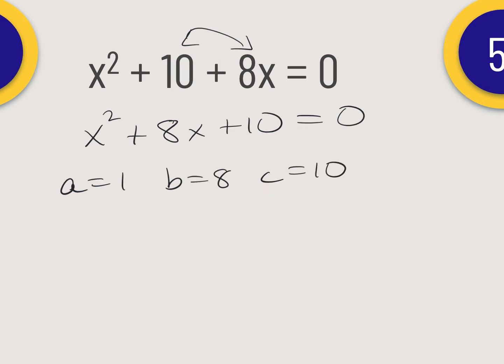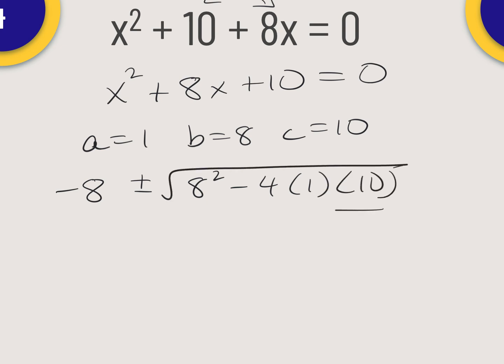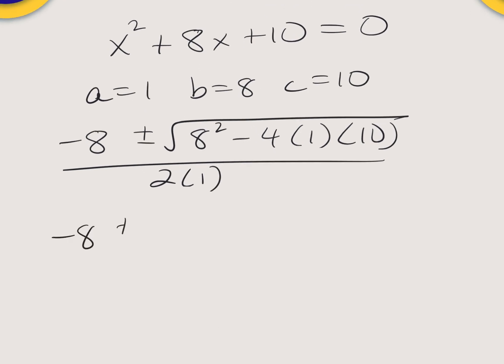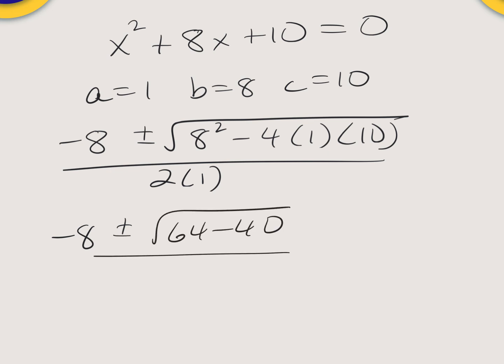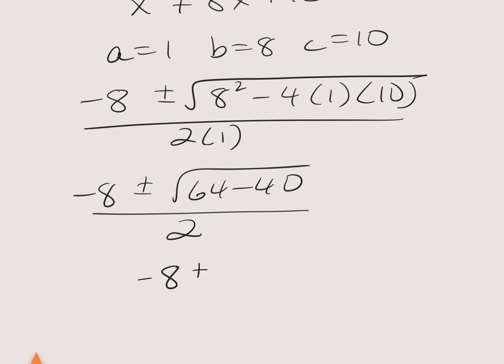I now can plug it into the quadratic formula. So negative B plus or minus the square root of B squared minus 4 times A times C, and then 2 times A. I need to simplify what's under the square root, and I get 64 minus 40. 64 minus 40 gives me 24. Negative 8 plus or minus the square root of 24.